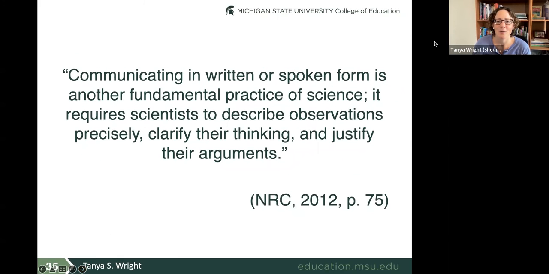Okay, here's my other favorite one. Communicating in written or spoken form is another fundamental practice of science. It requires scientists to describe observations precisely, clarify their thinking, and justify their arguments. So if those are our goals for kids, you know me, I always think we've got to start right from the beginning. If we know where we want to get them, we want to build that in a developmentally appropriate way, starting with our youngest learners.